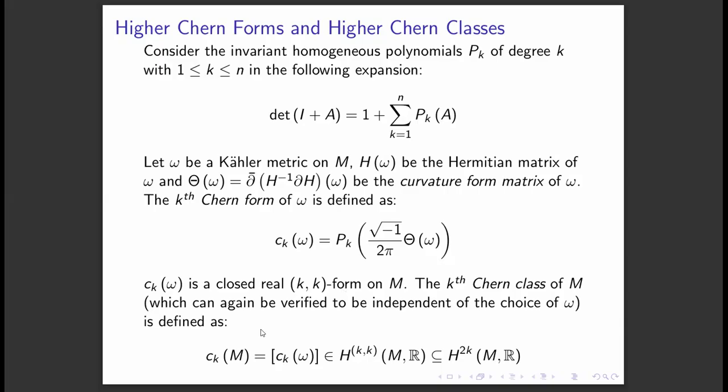And then once again, it can be checked that if we have two different Kähler metrics, omega and eta, on the manifold M, then Ck of omega and Ck of eta will land up in the same de Rham cohomology class. So the de Rham cohomology class of Ck of omega is called the kth Chern class of M, which is independent of the choice of omega. We are basically going to be interested in the top Chern form and the top Chern class. So the top Chern form Cn of omega is defined as the determinant of square root of -1 upon 2 pi times theta of omega, because Pn is the determinant.